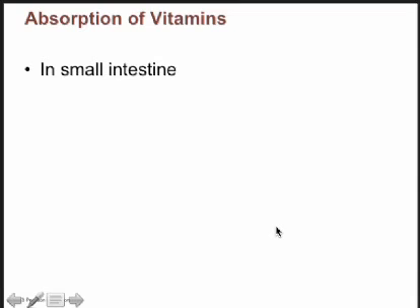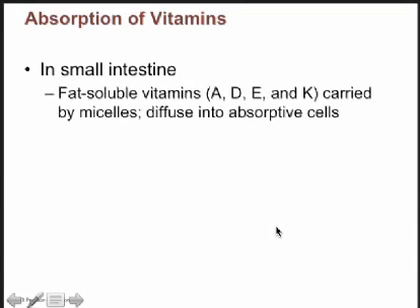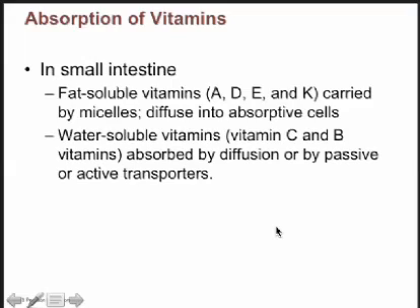Vitamins can either be water-soluble or fat-soluble. The fat-soluble vitamins are A, D, E, and K, and the water-soluble vitamins are the B-complex vitamins and vitamin C. And so, depending on the chemical characteristics of the vitamin, the method by which it's absorbed into the bloodstream is going to be different. So in the small intestine, the fat-soluble vitamins are carried by micelles, where they diffuse into absorptive cells. The water-soluble vitamins are absorbed by diffusion or by passive or active transporters.